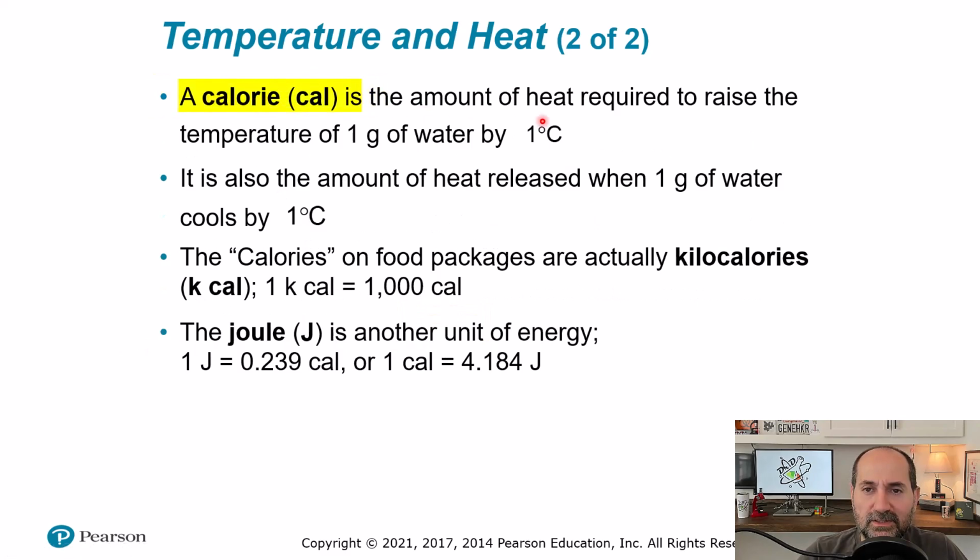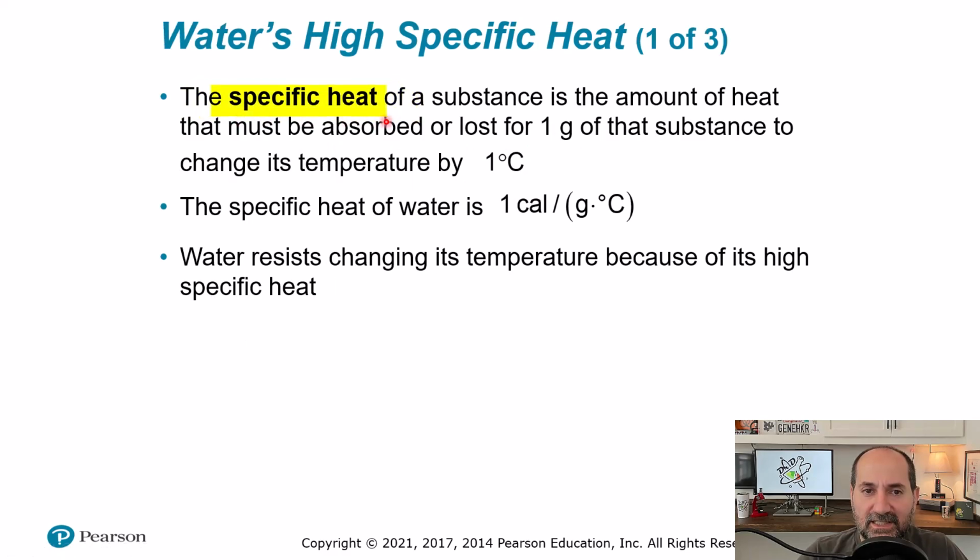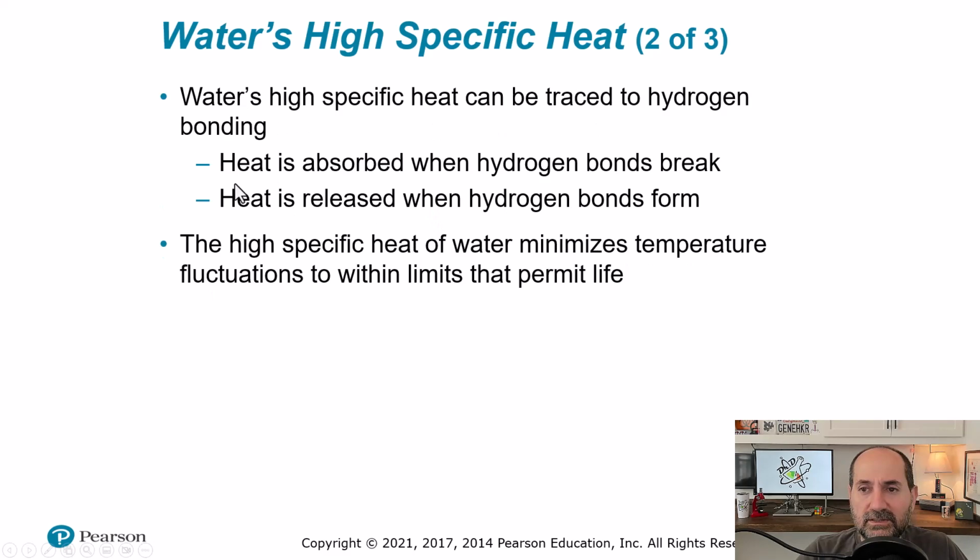A calorie, remember, is the amount of heat required to raise the temperature of 1 gram of water by 1 degree C. So a calorie is the specific heat of water. Specific heat of a substance is the amount of heat that must be absorbed or lost for 1 gram of that substance to change its temperature by 1 degree C. And what you should know is not only is one calorie the specific heat of water, but that is a particularly high specific heat. One calorie is quite a bit of energy. Then what did we need to know? Heat is absorbed by water when hydrogen bonds break. And then heat is released by water when the hydrogen bonds form.